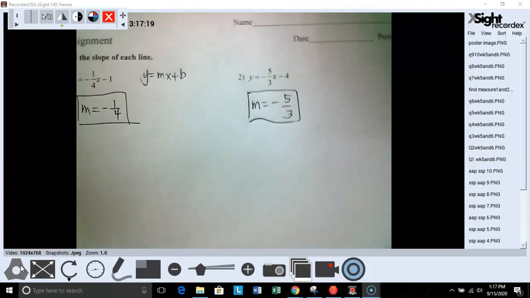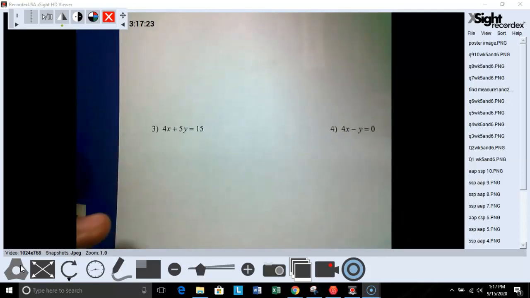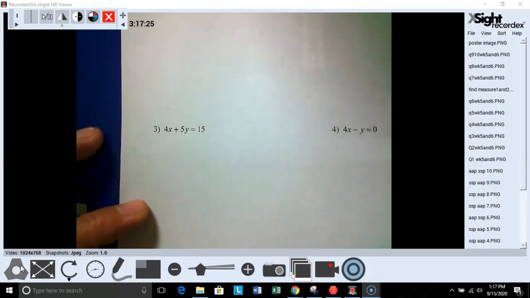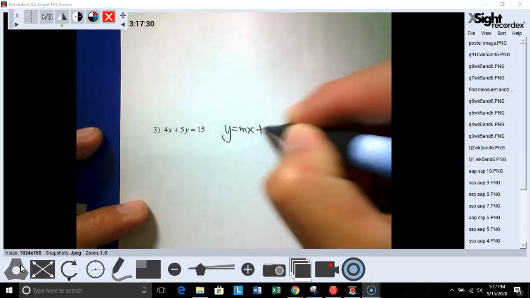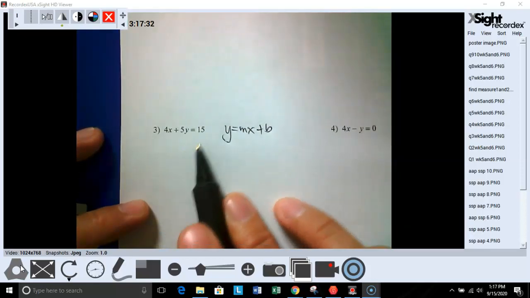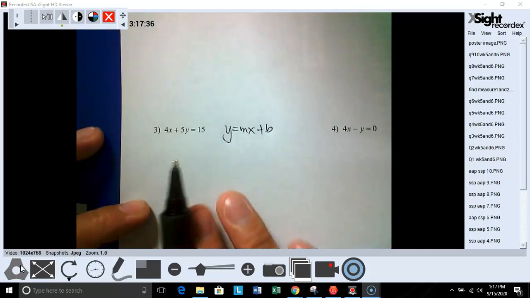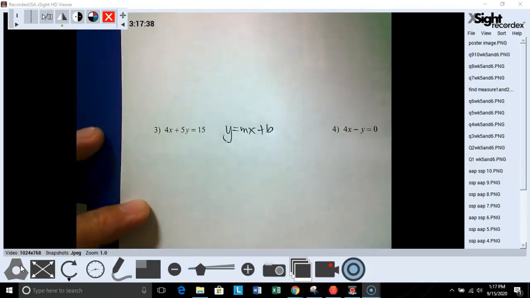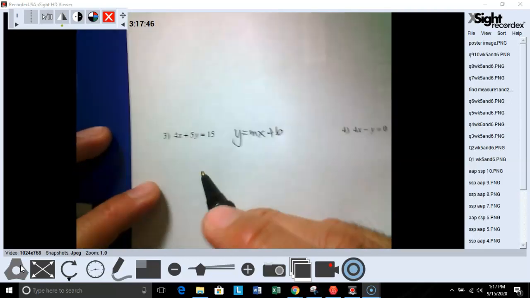Okay, now the challenge is when you have a standard form wherein you're going to change this to y-intercept form. We're going to change our equation to this, wherein we're going to isolate the y on the left, and then we're going to move the x and the y-intercept on the right. Okay, so with this one, we do elimination method.